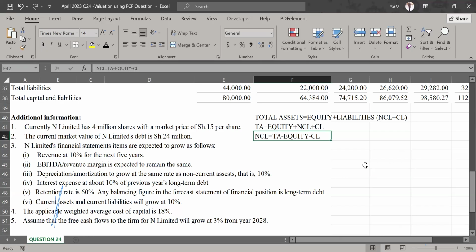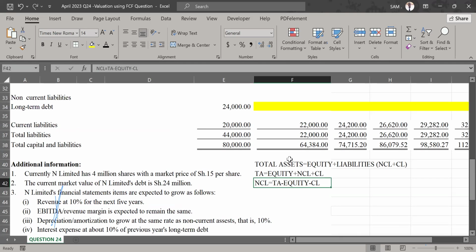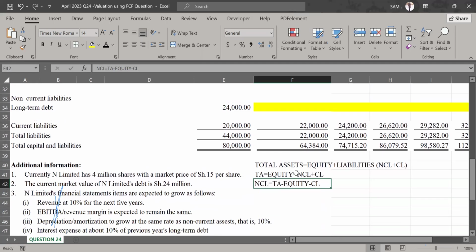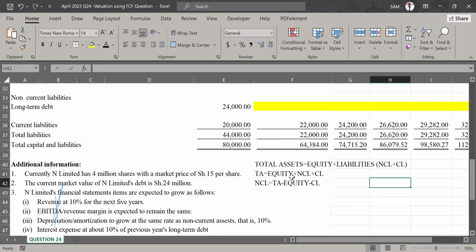I hope we understand how I've made non-current liabilities the subject of the formula: total assets minus equity minus current liabilities. Now, having known that, we use it to compute the value of non-current liabilities. To get the balancing figure, which is our non-current liabilities, we want to use this approach. And I want to use it here under the non-current liability of the long-term debt. That is where I want to use it.